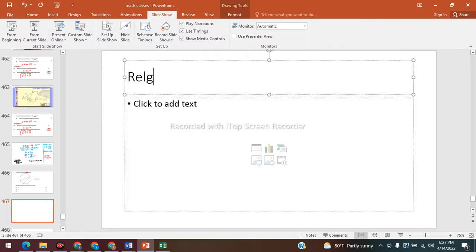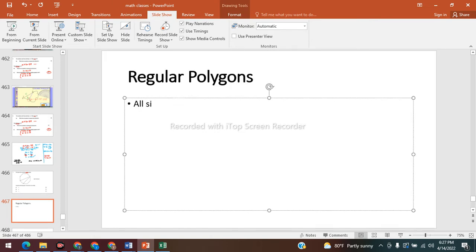With regular polygons, we know that all sides are equal and all angles are equal, right? For example, we have the square. That's the cute name that we give the regular four-sided polygon. A regular four-sided polygon is a square.